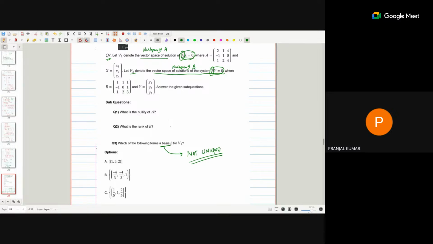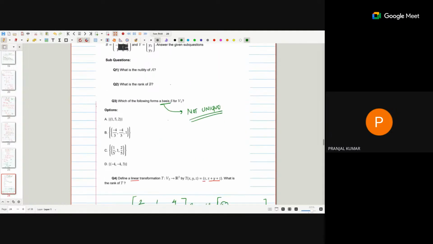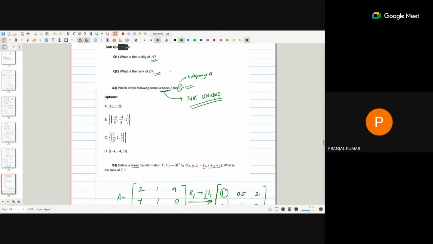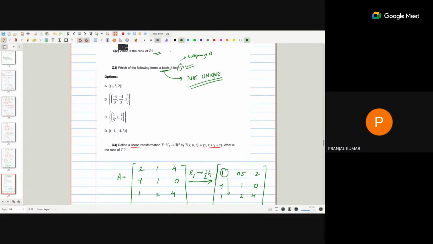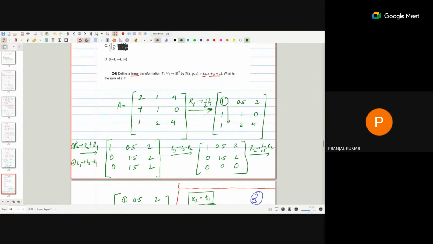Now, this is hinting that you need to find V1 and V2, that is for sure. There are three questions for this. What is the nullity of A? What is the rank of B? Which of the following forms a basis for V1? V1 is nothing but the null space of A, so you can find its basis also. Then the fourth question says define a linear transformation. We will see that. First, let's do the first question.